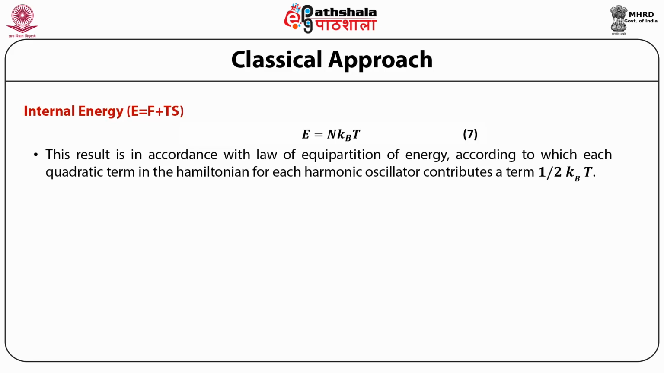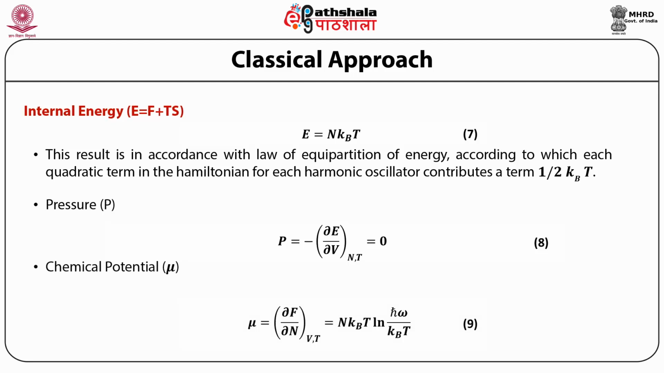This result is in accordance with the law of equipartition of energy, according to which each quadratic term in the Hamiltonian for each harmonic oscillator contributes half kBT. Pressure P, which is nothing but the negative of the partial derivative of energy with respect to volume at constant N and constant T, is obviously equal to 0.